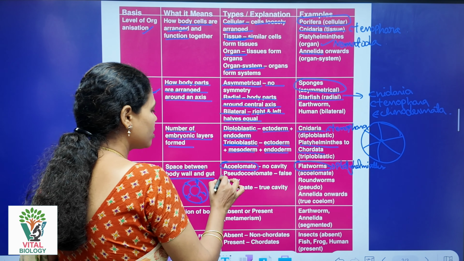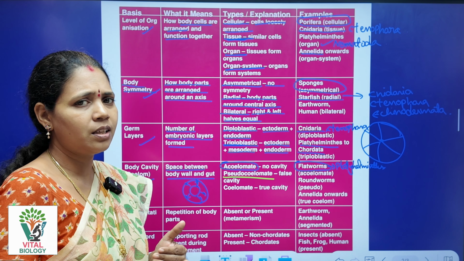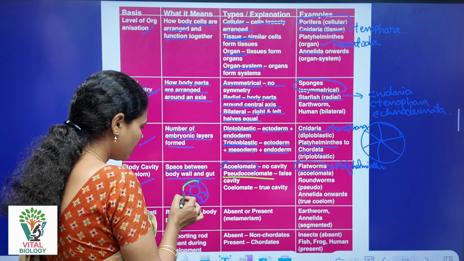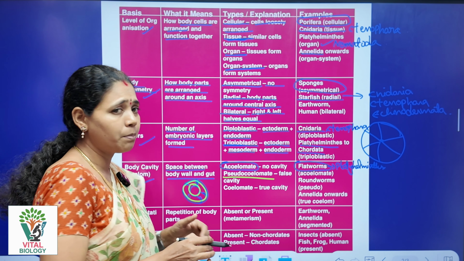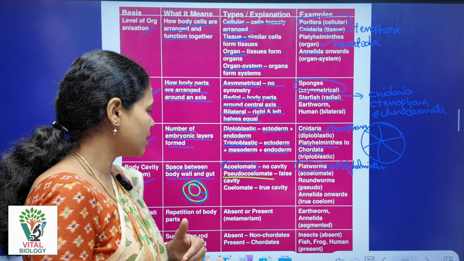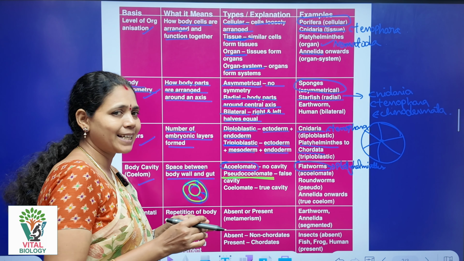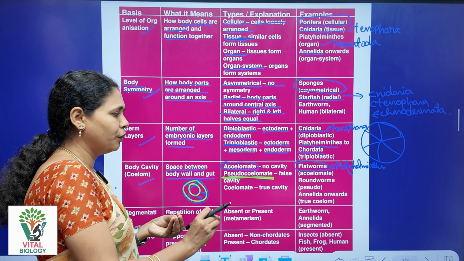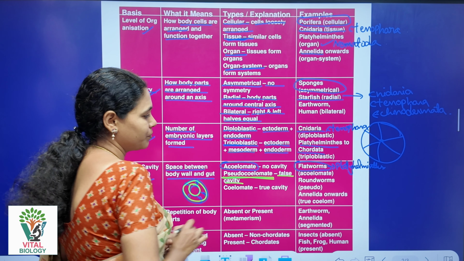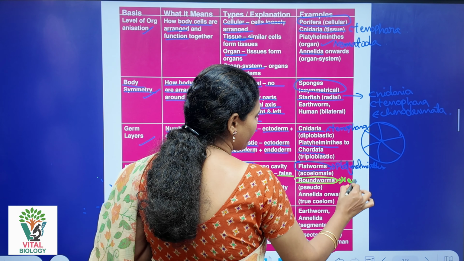And the next, pseudocoelomates. Pseudocoelomates means it just gives the impression that it contains a body cavity. But as we know, the rule is that towards the body wall side and towards the gut region, it should definitely be lined by the mesoderm. Then only it is called a true coelom. But such a character is missing in this type of organism, so they are called pseudocoelomates. That character is not completely fulfilled, so it is called a false cavity. The examples are roundworms, here Nematoda.